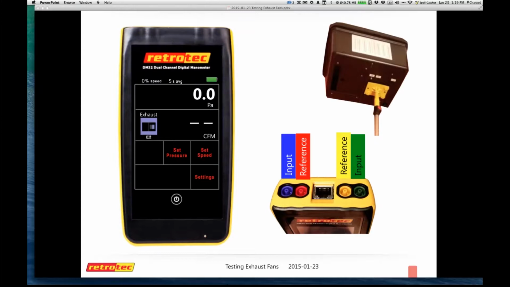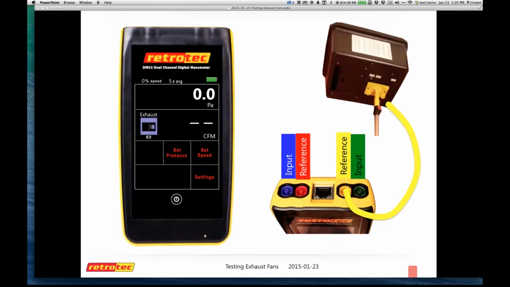So if you're a trainer, or if you have both gauges, or if you're trying to figure out how to make this work, the key for Retrotec gauges is that they always read the device from the yellow port. One way to remember that is that all of the fans of Retrotec cells are yellow. The DucTester and their blower door fans are yellow. Their color system is yellow to the yellow fan.